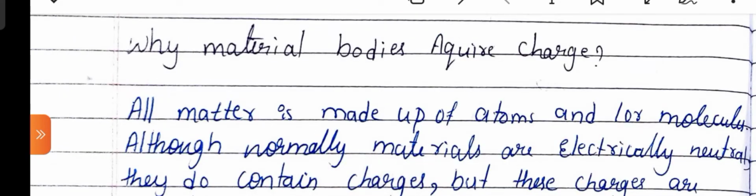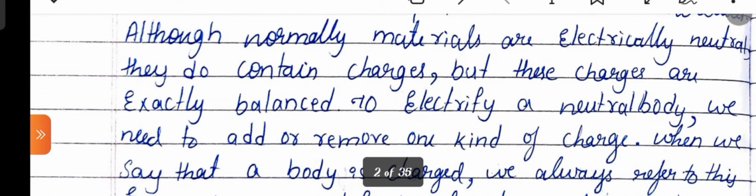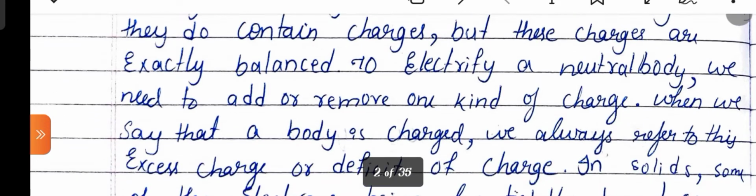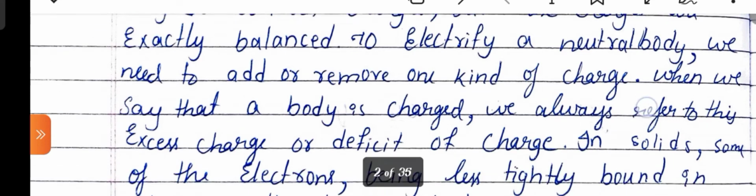Next, why does a material body acquire charges? We know all matter is made up of atoms and molecules. Although the materials are actually neutral, they do have charges. That is, the positive charge in them is equal to the negative charge. The amount of positive charge present in them will be equal to the negative charge, so they are exactly balanced. To electrify a neutral body, we need to add or remove one kind of charge. When we say a body is charged, we always refer to this excess charge or deficit of charge.